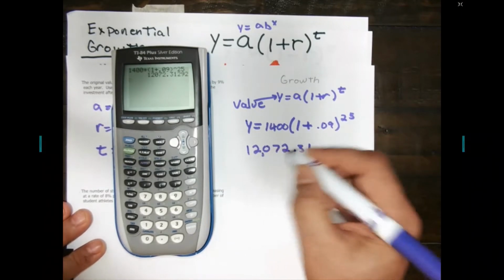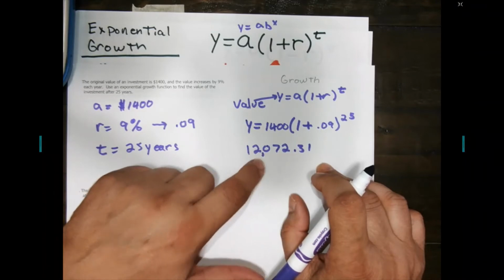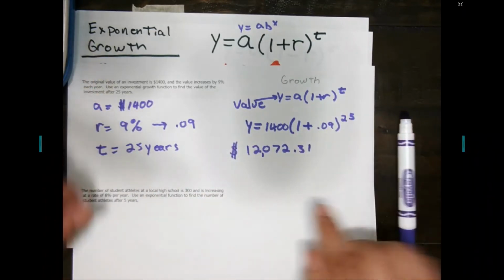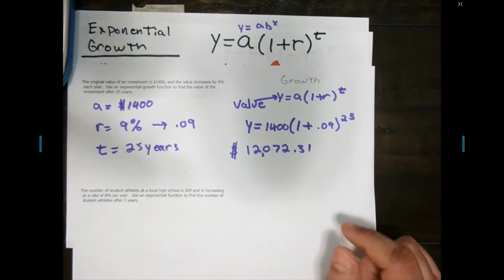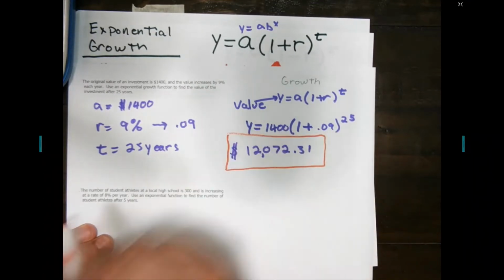12072.31. Remember, this is a value of my investment. So this is dollars. This is money. So my answer is $12,072 and 31 cents. And I box it. And that's my answer.